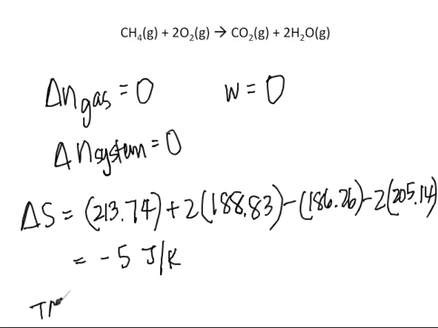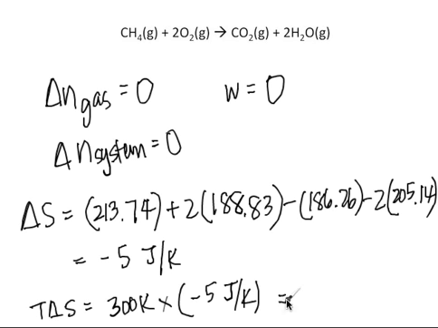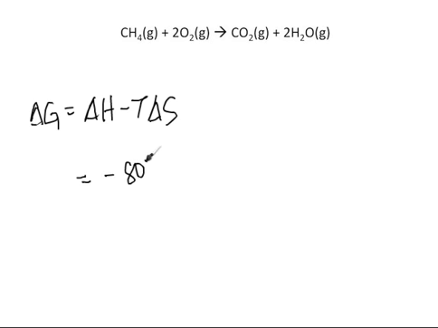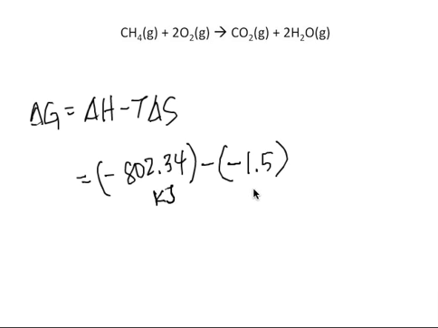If we want to calculate T delta S, instead of using 298, we're going to round to 300. So we're going to do 300 kelvins times this number. This is going to be about -1,500 joules, which is -1.5 kilojoules. Now that allows us to calculate the delta G using this equation. This is what we calculated earlier, and this is also what we calculated. Remember, we want to keep these all in kilojoules, that's what we convert them all to. This is going to equal about -800.